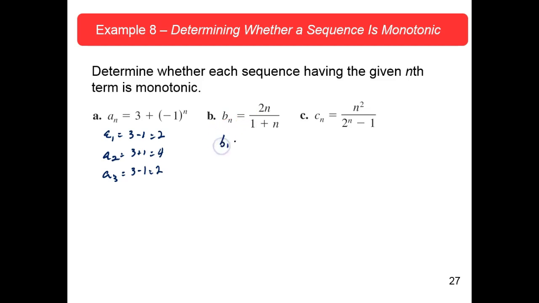How about this one? b sub 1 would be 2 over 2, which is 1. b sub 2 would be 4 over 3. b sub 3 would be 6 over 4. b sub 4 would be 8 over 5, is that right? Okay. b sub 5 would be 10 over 6. b sub 6 would be 12 over 7. Okay.